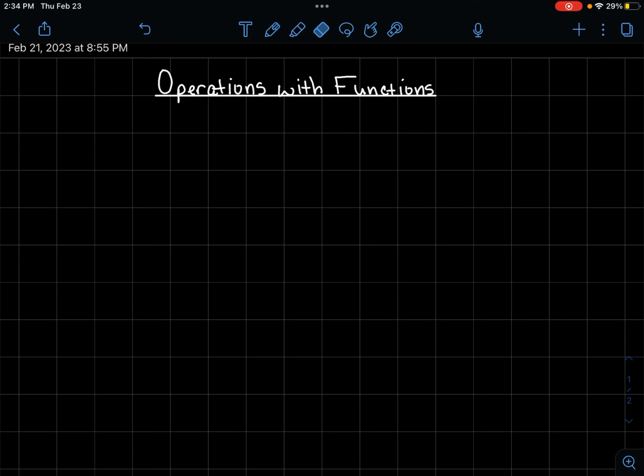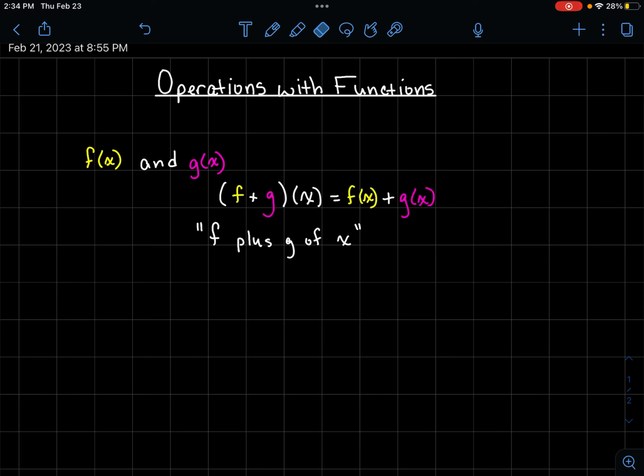In this video, we're going to look at the operations with functions. Now, we've worked with operations with polynomials in the past, so we can now call these polynomials more specifically polynomial functions. And we have four very basic operations: addition, subtraction, multiplication, and division. And we'll say we have two functions, an f function and a g function. We can now operate with these two functions.